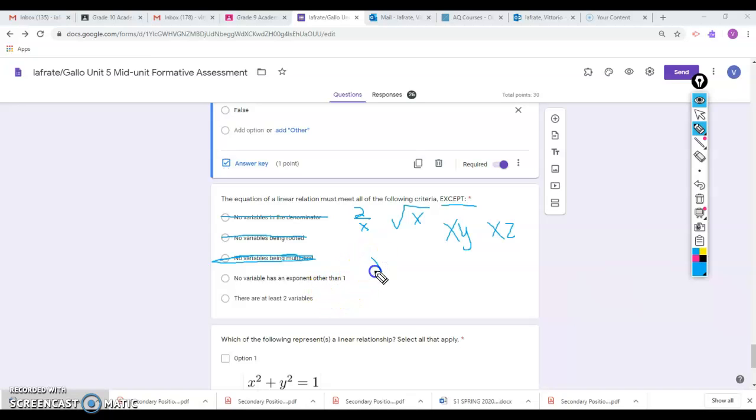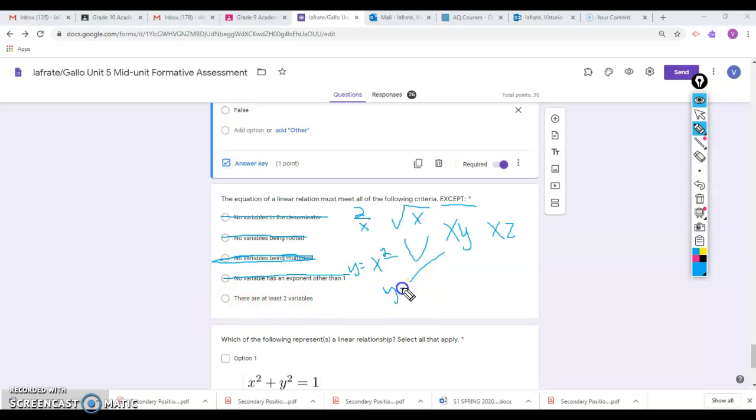That's also true. If you have y is equal to x squared, that's no longer linear because you have something that's more than 1 here. So this would be a parabola, which you'll learn about in grade 10, instead of a line. So you need to have highest degree 1 for a variable. So that is one of the rules. That leaves us with there are at least 2 variables.